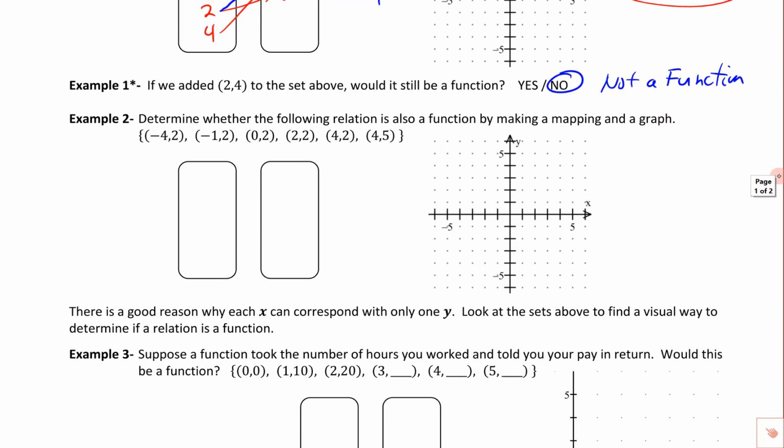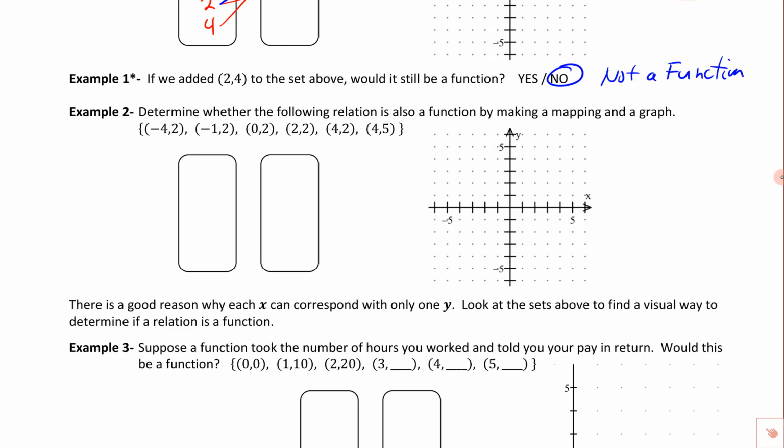Okay, let's take a look at this next one here. It says, determine whether the following relation is also a function by making a mapping and a graph. So we're going to do the same thing again. So we've got, let's write them down, -4, -1, 0, 2, 4. And then we've got a 2. That one's also a 2. That one's a 2. That one's a 2. That one's a 2, something going on here, and then we've got a 5.